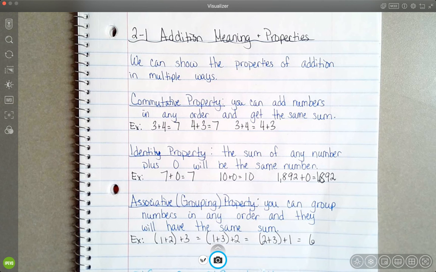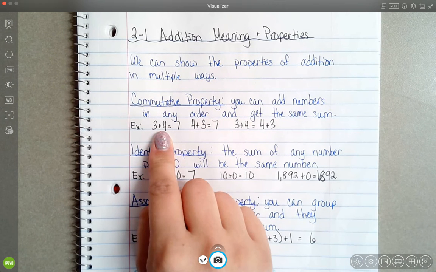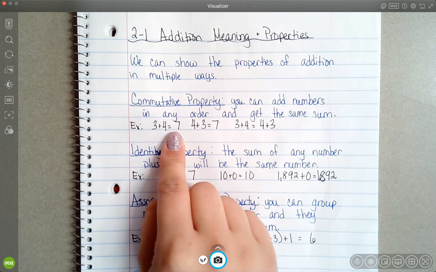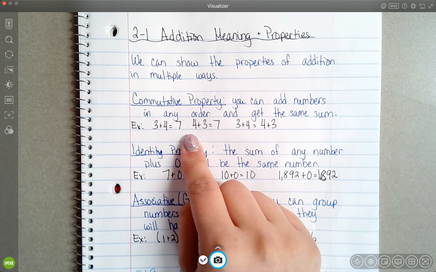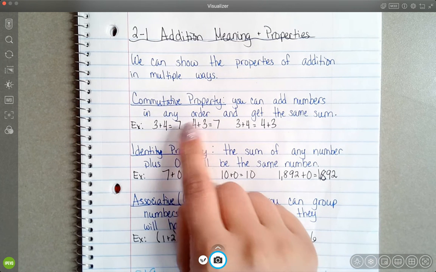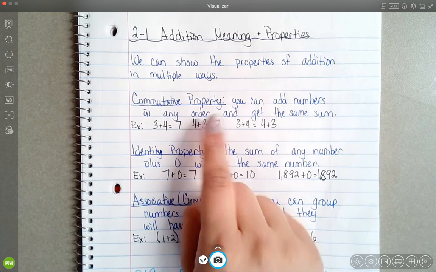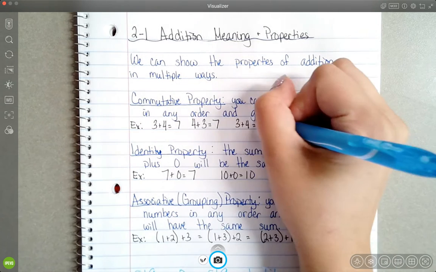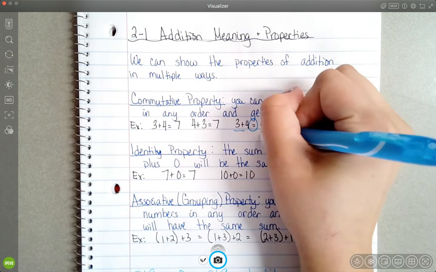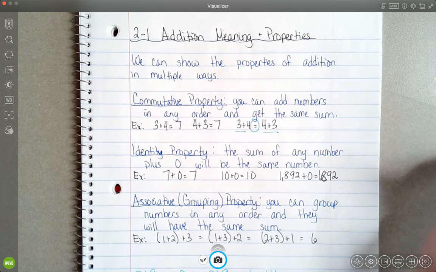The commutative property, we can add numbers together in any order and we'll still get the same sum. If I have 3 cookies and I add 4 more, I'm going to have 7 altogether. But if I start with 4 cookies and add 3 more, I'll still have 7, right? So either way, whichever order they're in, I'm still going to end up with 7 cookies. The important thing is that this equal sign, both sides need to have the same value. They need to be the same amount.